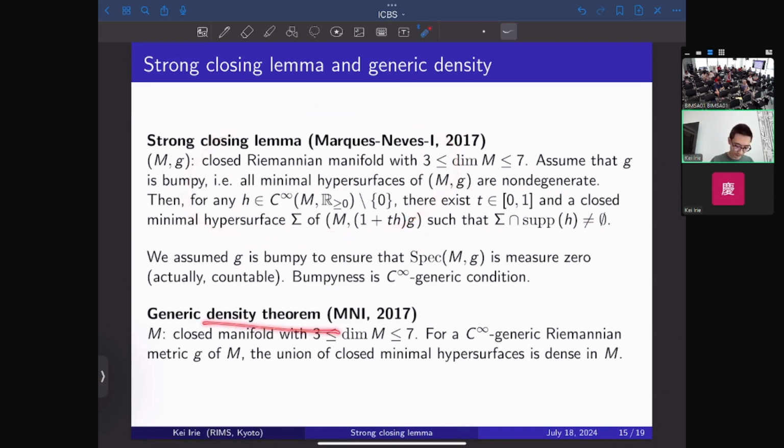the generic density theorem. That means that for any closed manifold with dimension between 3 and 7, and for a smooth generic Riemannian metric, the union of closed minimal hypersurfaces is dense. In particular, there are infinitely many such hypersurfaces. So this is the main theorem of the Awards paper, which was published 7 years ago.